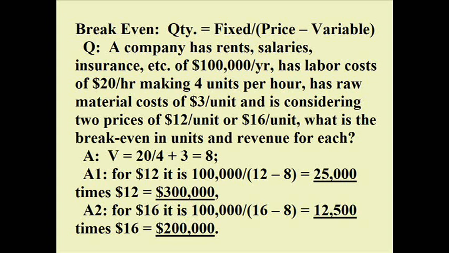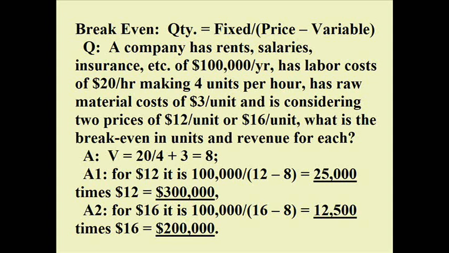Here we've got an example. A company has rent, salaries, and insurance of $100,000 a year. Sounds like a fixed cost to me. Labor costs of $20 an hour, making 4 units per hour. Hey, that would be $5 per unit, plus raw materials of $3. That makes $8. And it is considering two prices of $12 a unit or $16 a unit. Let's see what the quantity is for break even. And oh, by the way, what would that be in dollars of revenue?